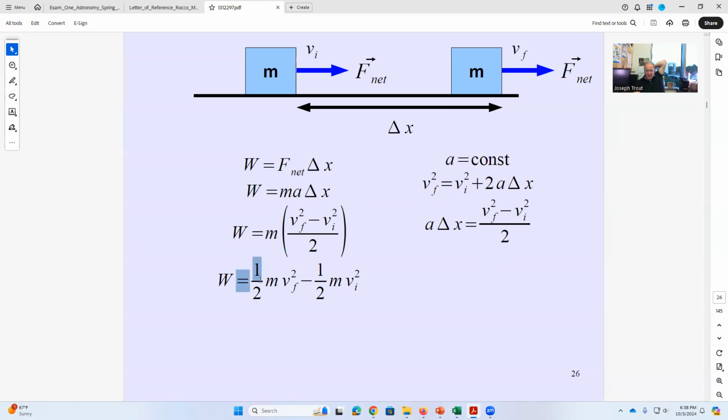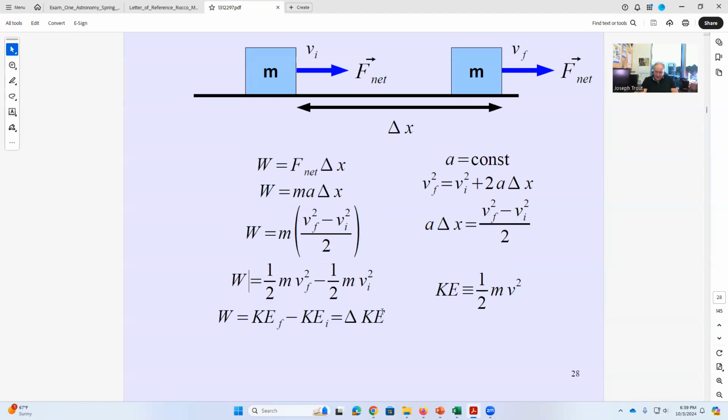And we're going to call this value, 1/2 the mass times the velocity squared, the kinetic energy. So we're going to define a term called the kinetic energy. Sometimes we use an uppercase K and sometimes we use an uppercase KE. We'll define it to be 1/2 mv squared. So now we find out that the work is equal to the kinetic energy final minus the kinetic energy initial, which is equal to the change in kinetic energy.